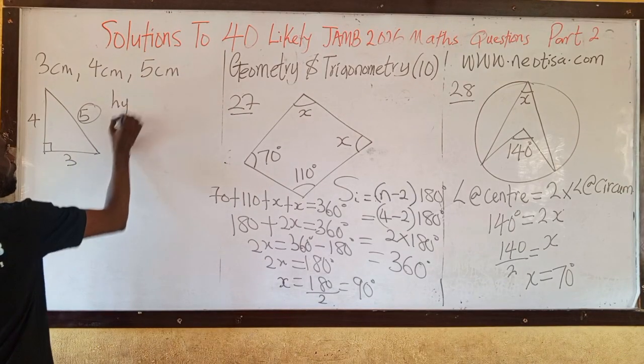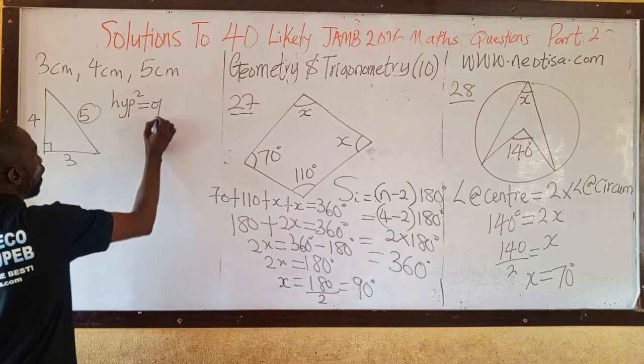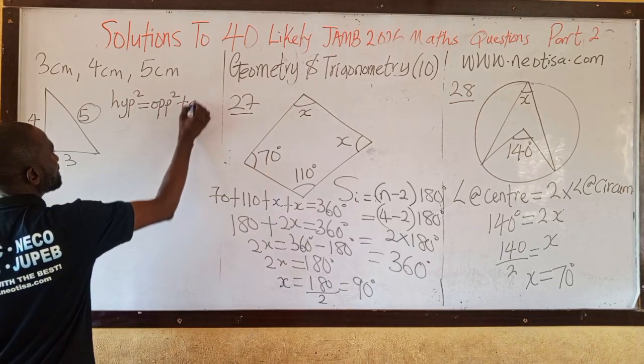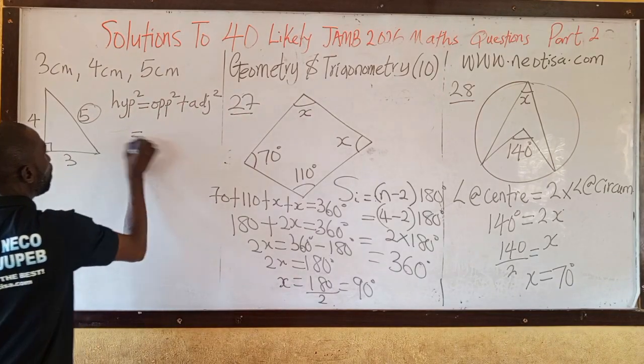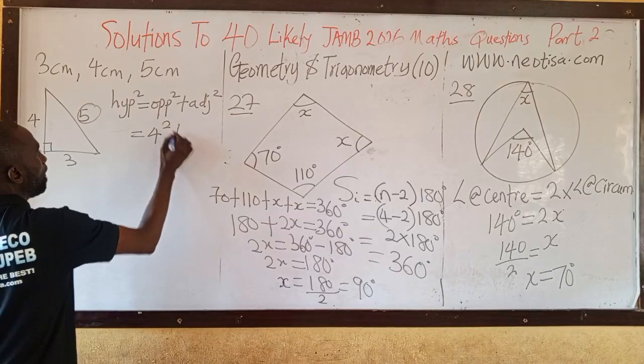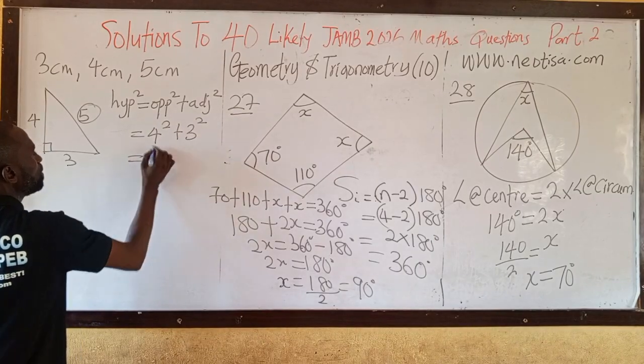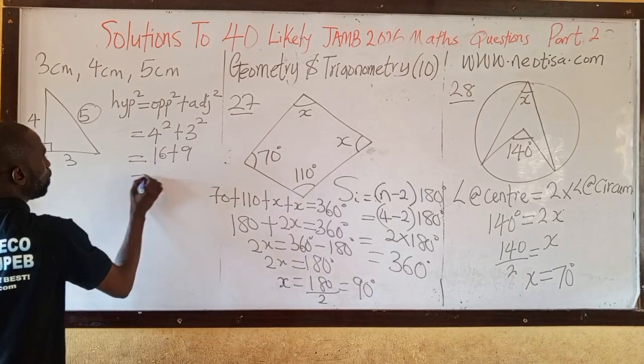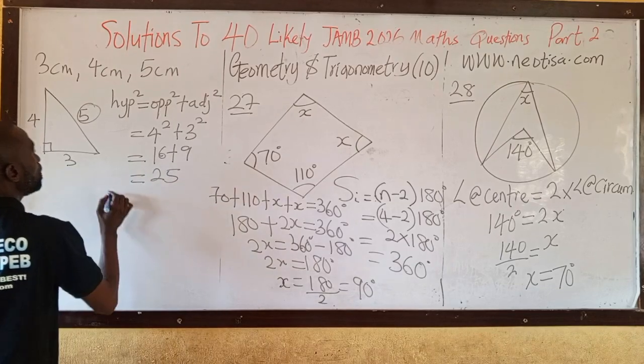Pythagoras theorem. Hypotenuse all squared equals opposite all squared plus adjacent all squared. Just to confirm, 4 squared plus 3 squared is 16 plus 9, which is 25.